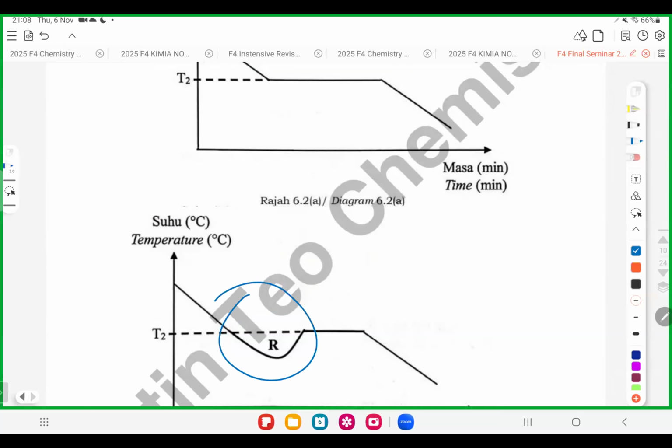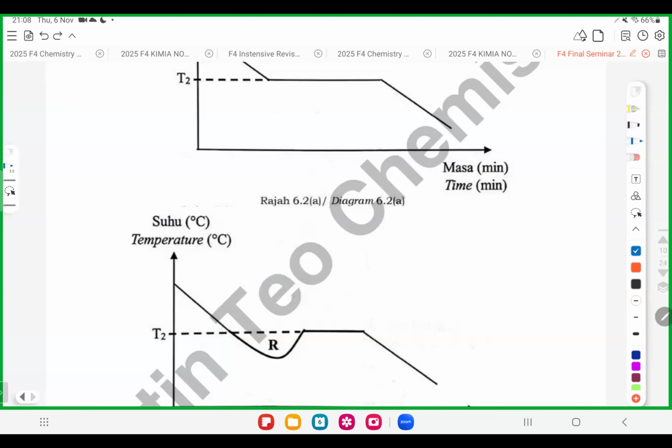Okay, very good. This phenomenon is called supercooling. Supercooling will happen when the cooling process is uneven. When the cooling process is too fast, then you have supercooling.